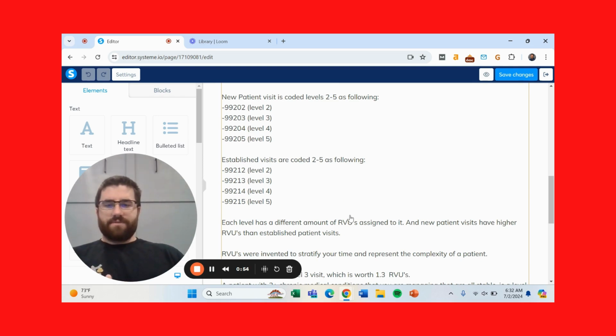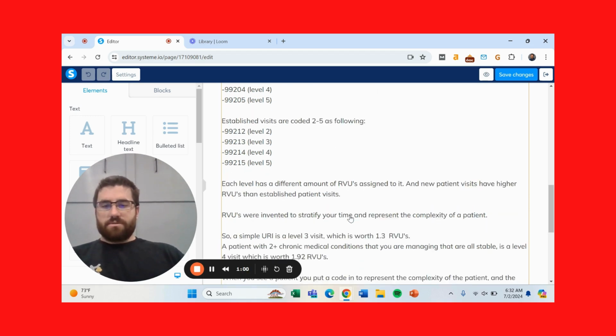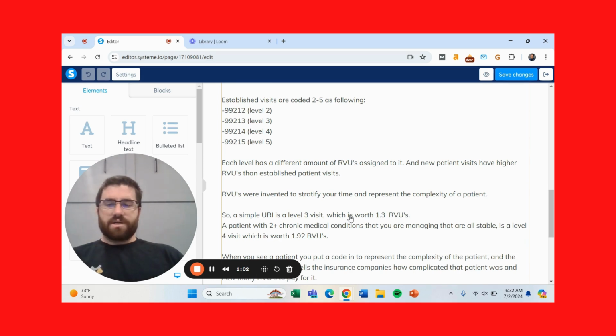But each level has a different amount of RVUs assigned to it, or relative value units, okay? New patient visits have higher RVUs than established patient visits, and RVUs were kind of invented to stratify your time and represent the complexity of a patient. There's been a lot of struggle over the years trying to figure out how to bill for patient visits, and RVUs do an okay job at that, right? They capture complexity of a patient.